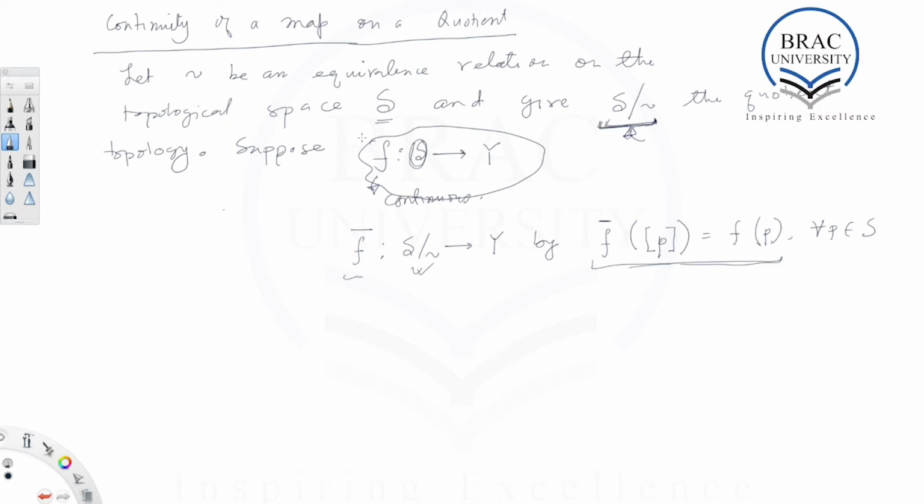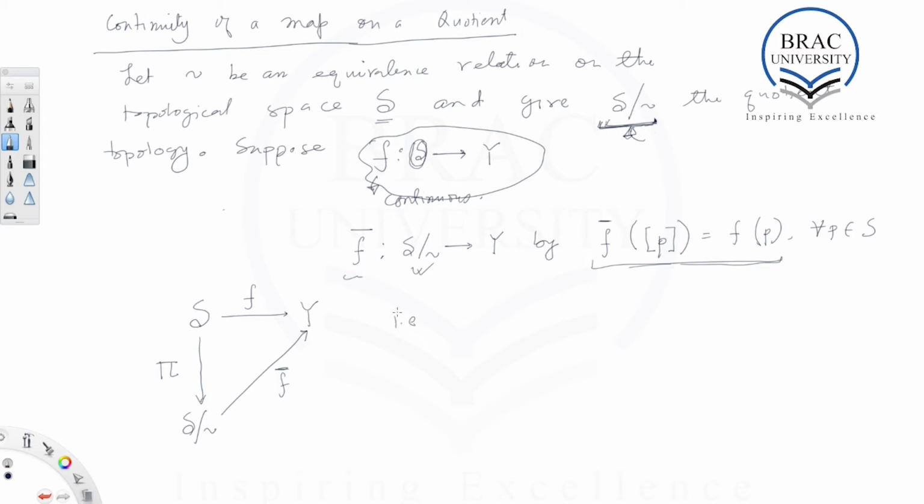Okay, so this construction can be understood from the following commutative diagram. We have this topological space S, and here is this continuous function f from S to Y, where Y is another topological space. We have this canonical projection map pi from S to the quotient space S quotiented out by twiddle. This is the quotient space, and pi is the canonical projection map. And this is the induced function from S quotiented out by twiddle to Y, right? And we want this diagram to commute.